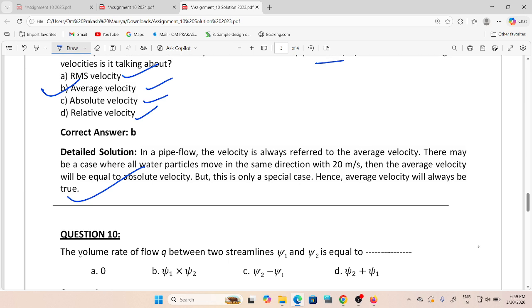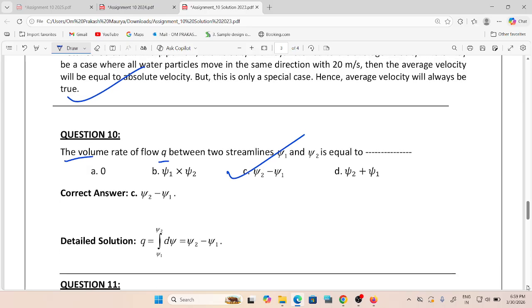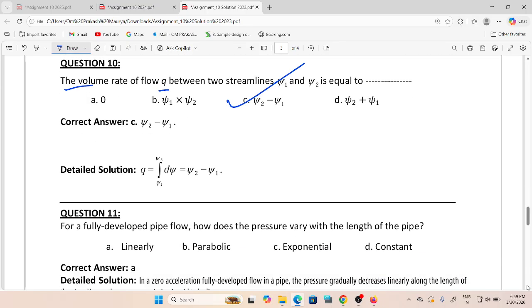Now the next question: the volume rate of flow q between two streamlines psi 1 and psi 2 is equal to the difference between these two. I have earlier explained this, you can see. Next question is question number 11. In a fully developed pipe flow, how does the pressure vary with the length of the pipe? It varies linearly.